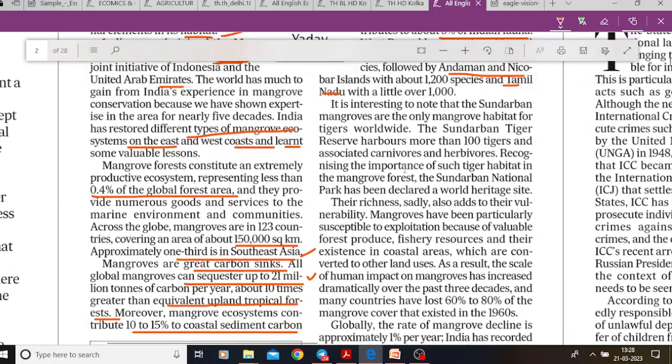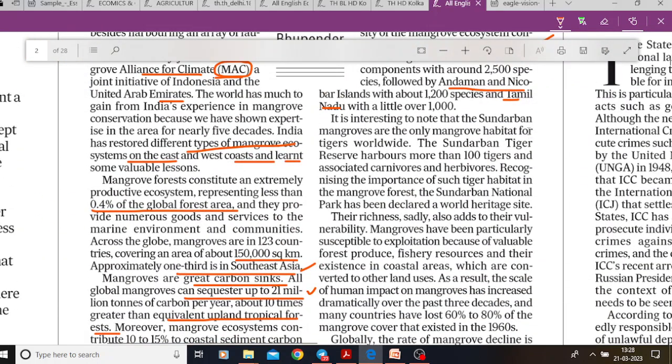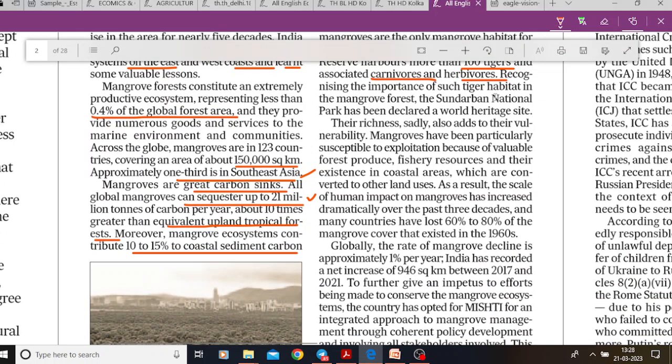It is interesting to note that Sundarban mangroves are the only mangrove habitat for tigers worldwide. The Sundarban Tiger Reserve harbors more than 100 tigers and associated carnivores and herbivores. Recognizing the importance of such tiger and mangrove, the Sundarban National Park has been declared, as you know, a World Heritage Site.